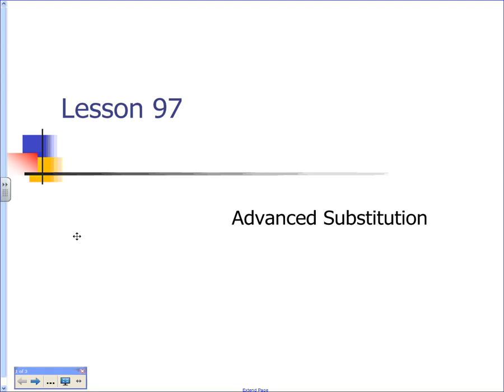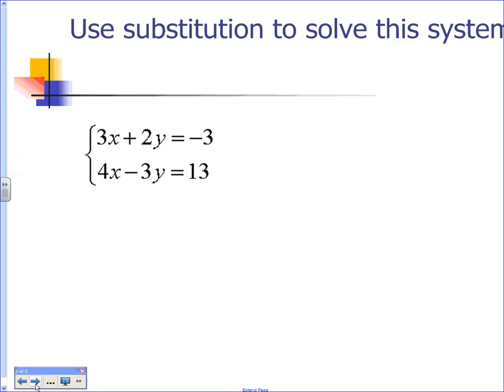Okay, we are looking at lesson 97, advanced substitution. It's basically another way to solve systems of equations. We've done ones like this before, right? 97. So what we want to do, instead of using just regular substitution or elimination, is advanced substitution, which is where you're going to have fractions, basically.